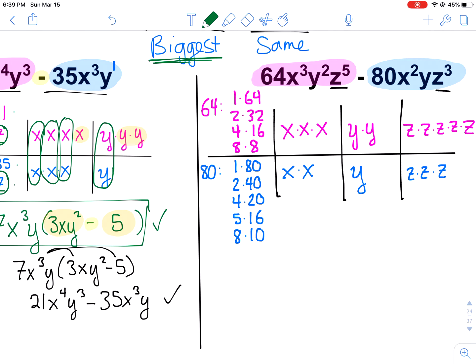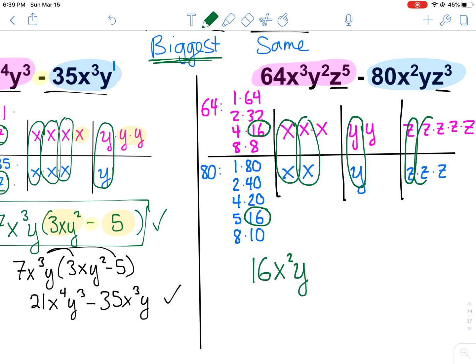So if we look, our biggest number in common is actually 16. We have 2 x's in common, so 16x squared. 1 y, and 3 z's in common. I like to circle them because it helps when you're looking for what's left over.